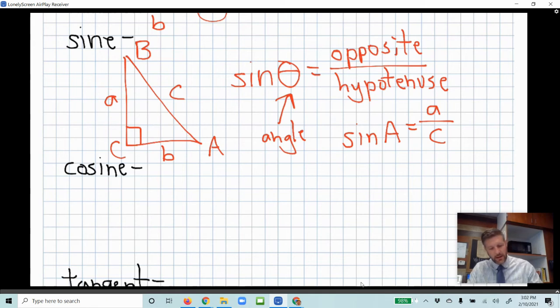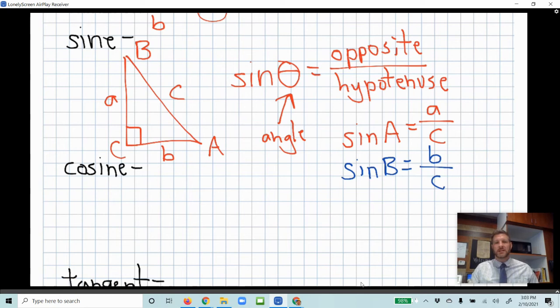For example, if I were to say sine of B, then I would be looking at the side opposite from angle B, which is b, over the hypotenuse. Now, the nice thing is the hypotenuse never changes. It's always the long side across from the 90 degrees. So that would be b over c.